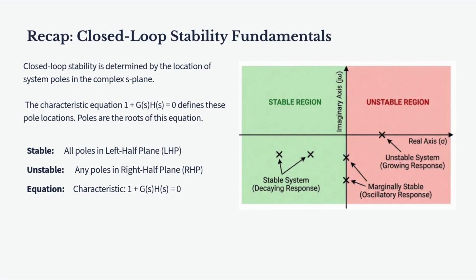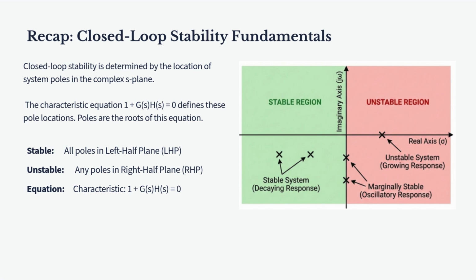Now let's quickly remember the basic stability idea. In the S-plane, the left side is called the left half plane. The right side is called the right half plane. For stability, all closed loop poles should be in the left half plane. You can see this green colored area. If any closed loop pole is in the right half plane, the system becomes unstable. That area is marked in red color.